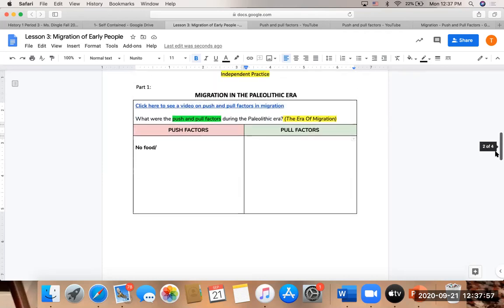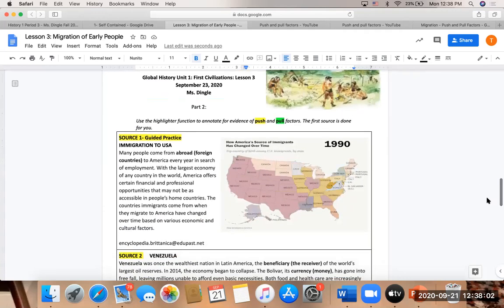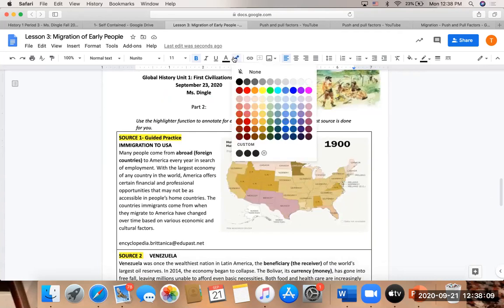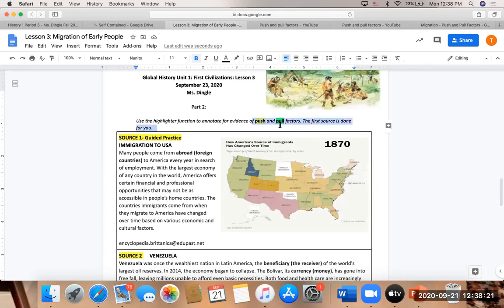After you complete part 1 of your independent practice, you're going to go down to part 2. Part 2 is just the same as part 1, but you're doing a little bit of reading. You're going to use your highlighter function to annotate for evidence of push and pull factors. The first source we're going to do together, just so I show you exactly what I'm looking for. If you look in the directions, you can see that I highlighted push and pull in 2 different colors. As you're reading, if you come across a push factor, meaning something making you want to leave or pushing you out, you're going to highlight that in yellow.